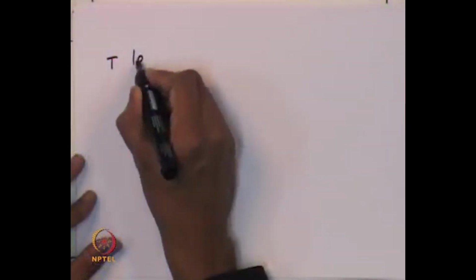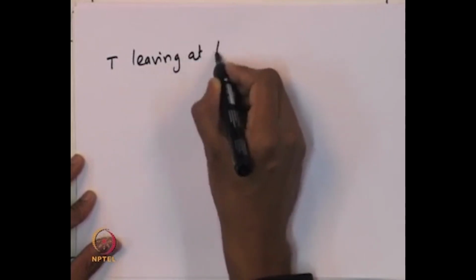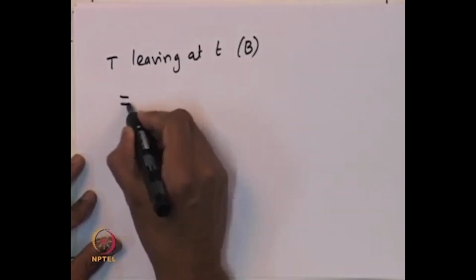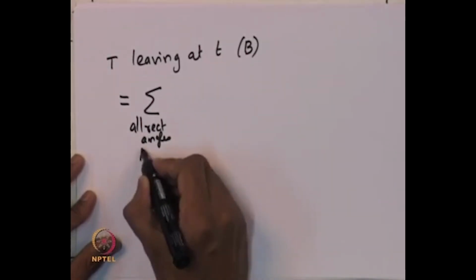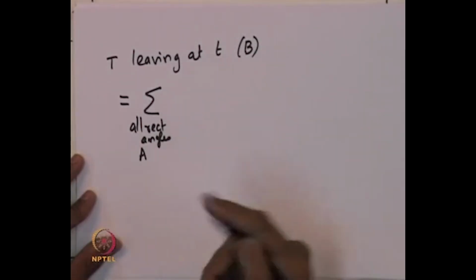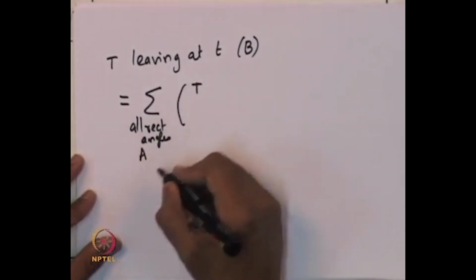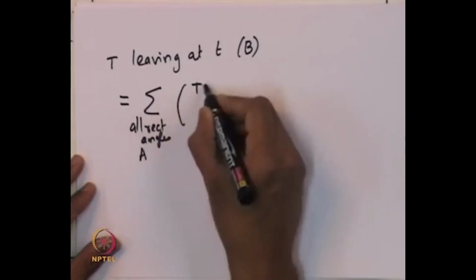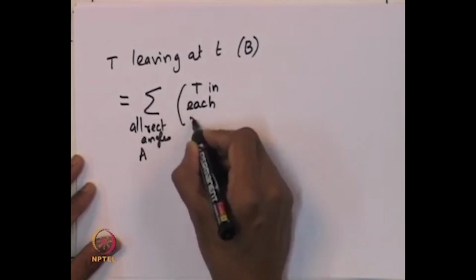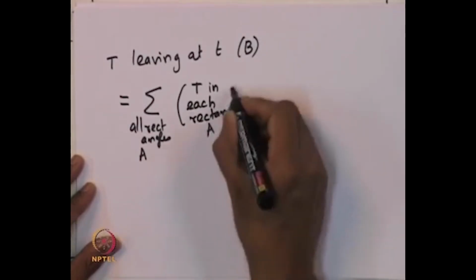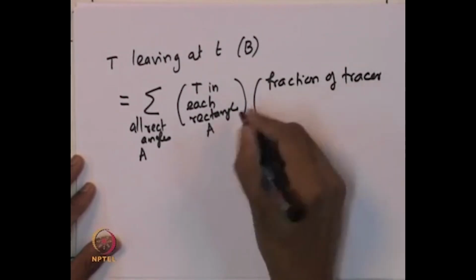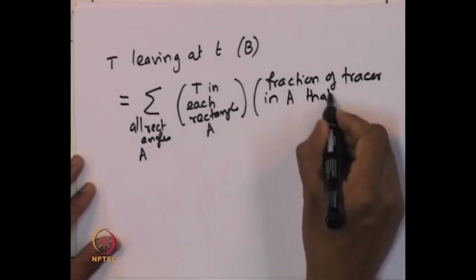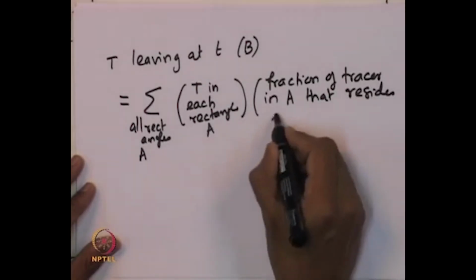Now this can be rewritten as follows. The amount of tracer that is leaving at t, that is rectangle B, should be equal to the sum over all rectangles A in the feed stream, that is, the sum of the amount of tracer in each rectangle multiplied by the fraction of tracer in rectangle A that resides for t prime.